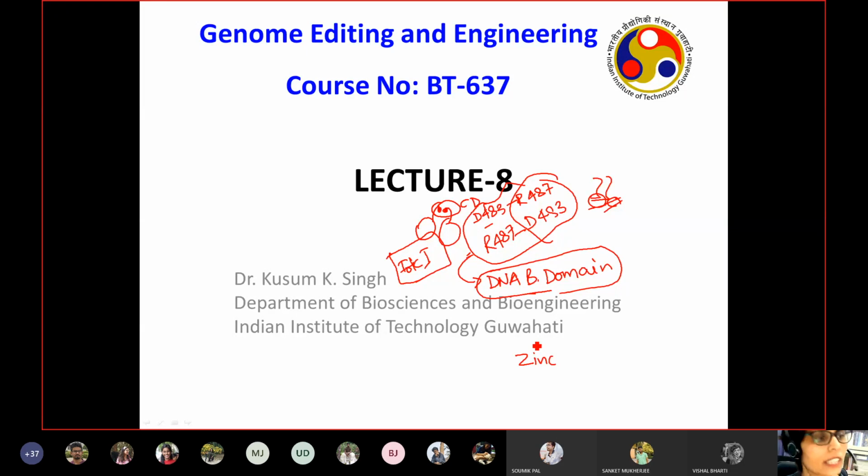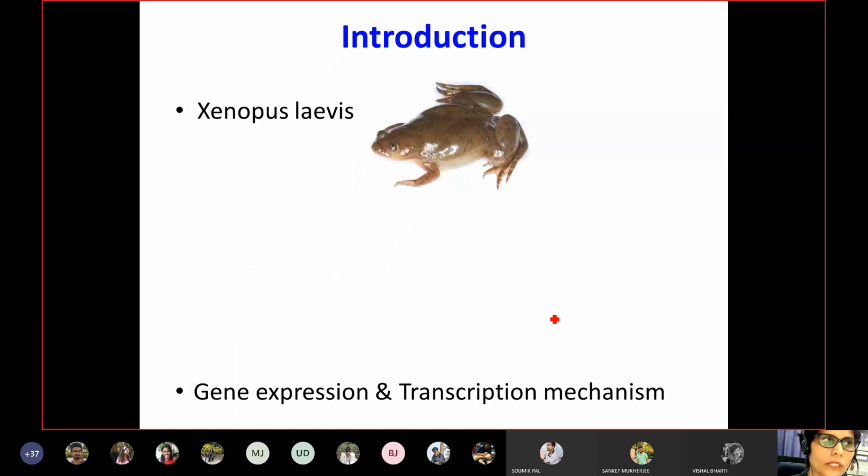Before seeing zinc finger nucleases, first we see what zinc finger proteins are. So in today's class we will see what zinc finger motifs or zinc finger proteins are, how these zinc finger proteins were first identified, and from there onwards how they have been modified further for our own benefit in genome editing. So let's start today's story.